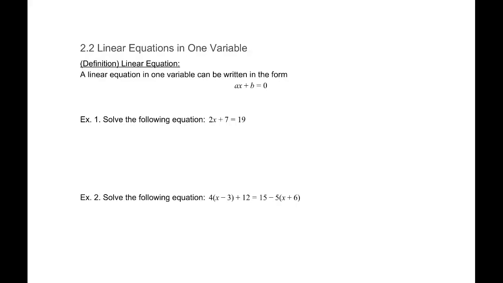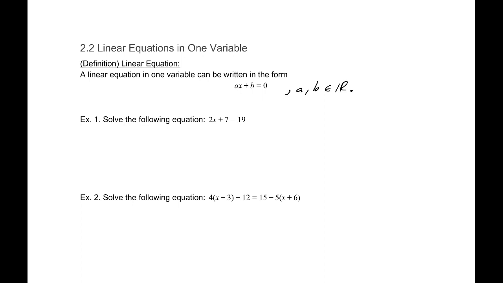Section 2.2, Linear Equations in One Variable. The definition of a linear equation is any equation that can be written in the form ax plus b equals 0, where a and b are real numbers. So let's solve a few.